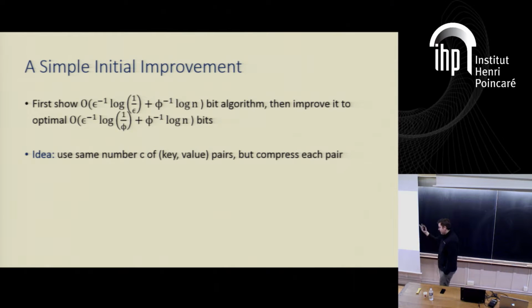The idea here is just to run Misra Gries. You're going to use the same number C of key value pairs, this 1 over epsilon pairs in my list. But you're going to compress each pair. So how are you going to do that?